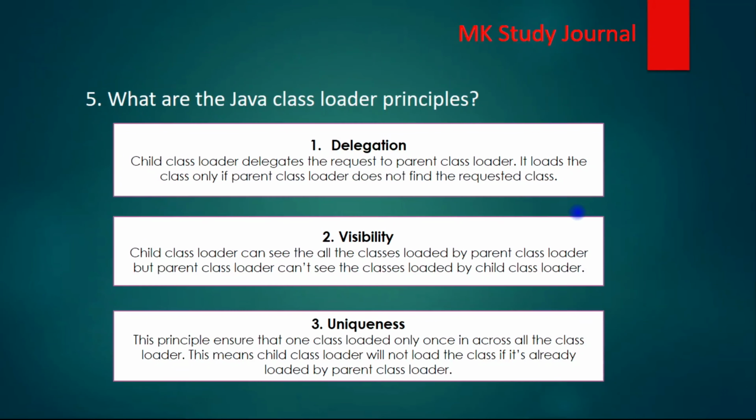What are the Java class loader principles? In the previous question we discussed the types of class loader: bootstrap, extension, and system class loader. How do these class loaders work? They work on three principles: delegation, visibility, and uniqueness. In delegation, the child class loader delegates the request to the parent class loader, and it loads the class only if the parent class loader does not find the requested class. So that is the delegation property.